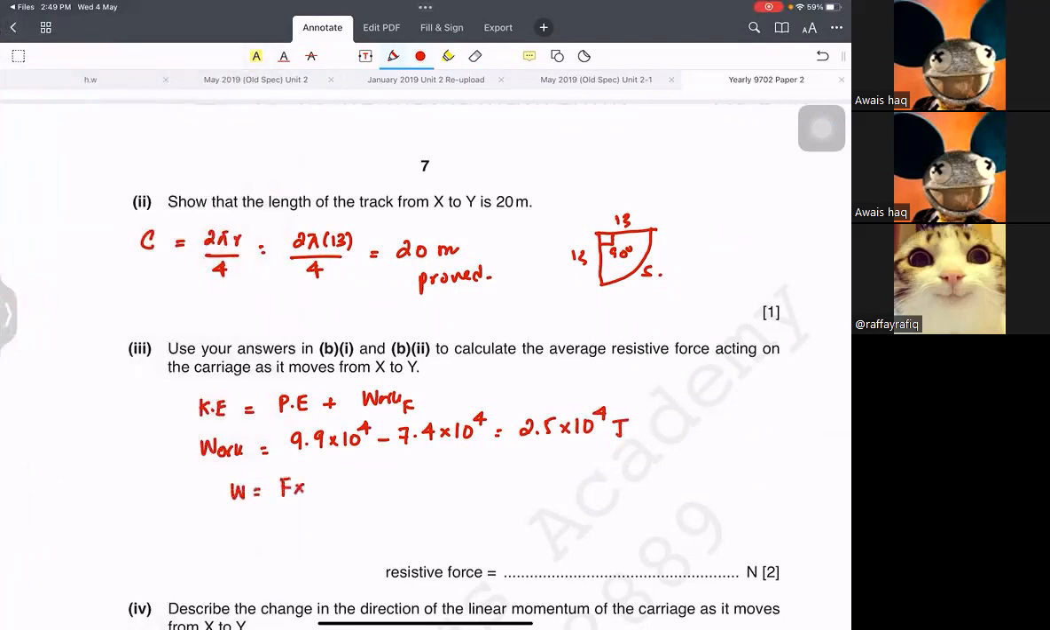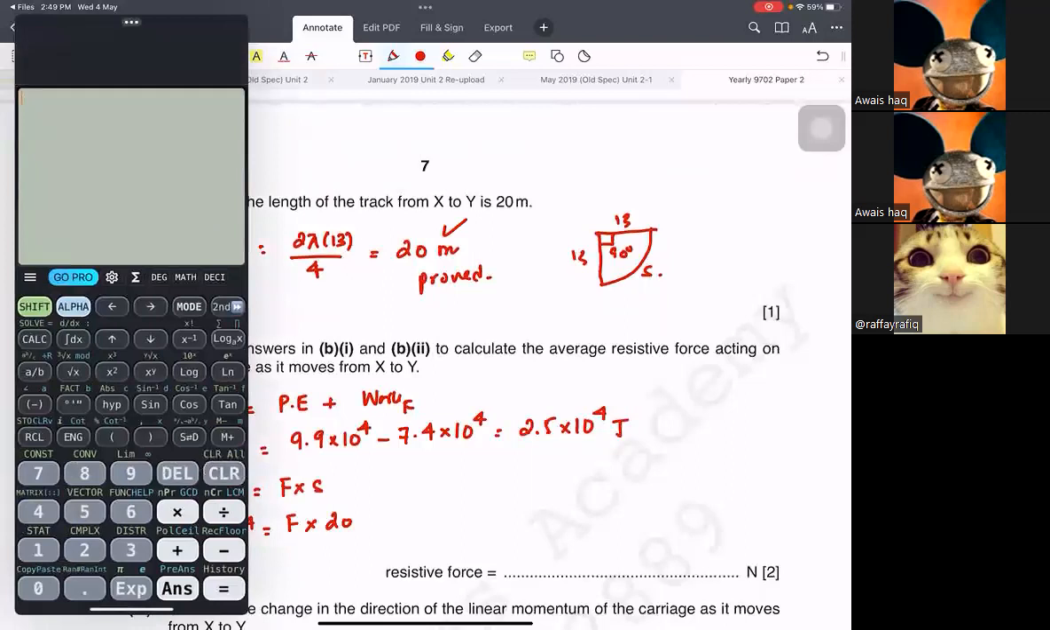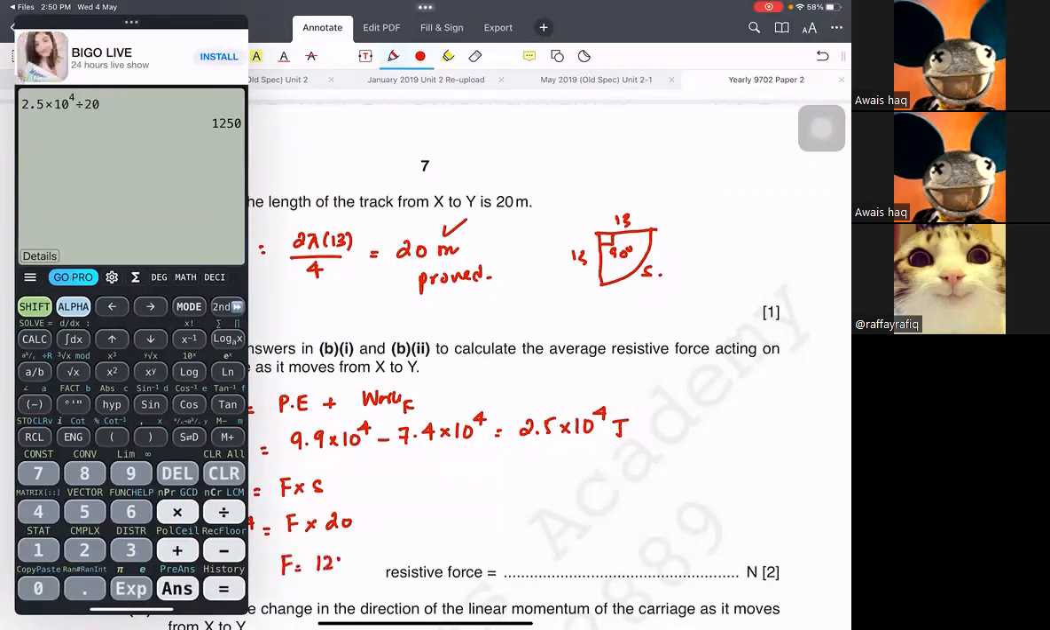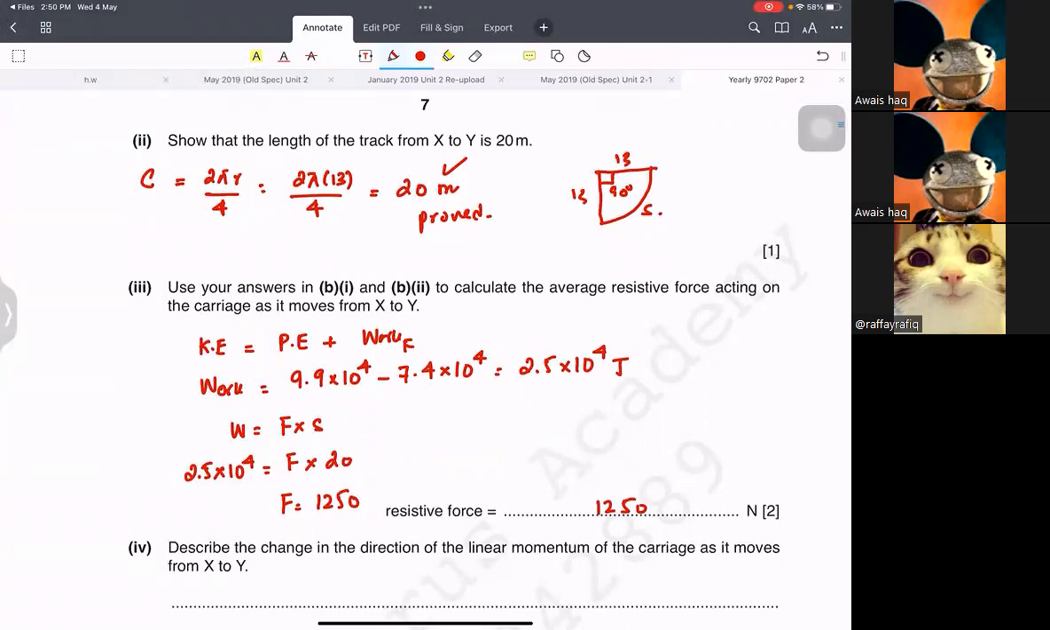Work is force times displacement. So 2.5 times 10 raised to 4. We need force. And now, interestingly, we need to find that displacement, right? What we need to understand is that this is the actual displacement, because direction keeps on changing, and the force direction also changes along with it. So we're going to use 20. So 2.5 times 10 raised to 4 divided by 20. So it has to be 1250 newtons. I hope you guys understand this. If you still have any questions, please let me know.